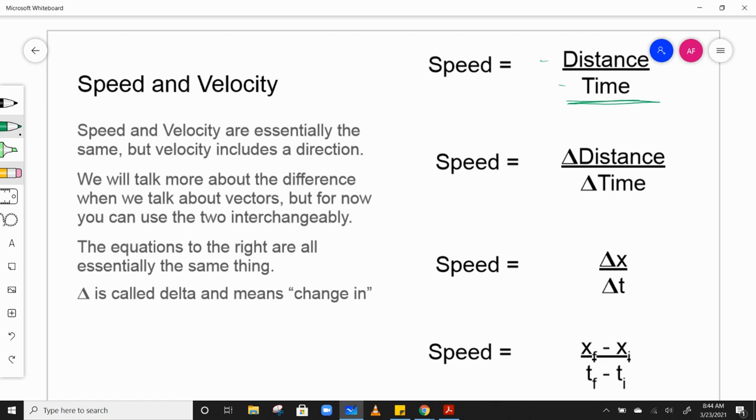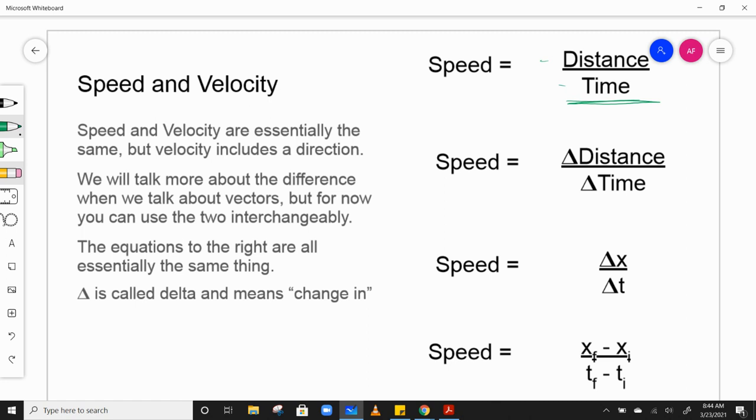And the units for distance and time don't really matter. It's just whatever they are asking you to find. So if they want it in kilometers per hour, you do it in kilometers and hours. If they want it in meters per second, use meters and seconds, and so on and so forth. Just whatever units are specified.